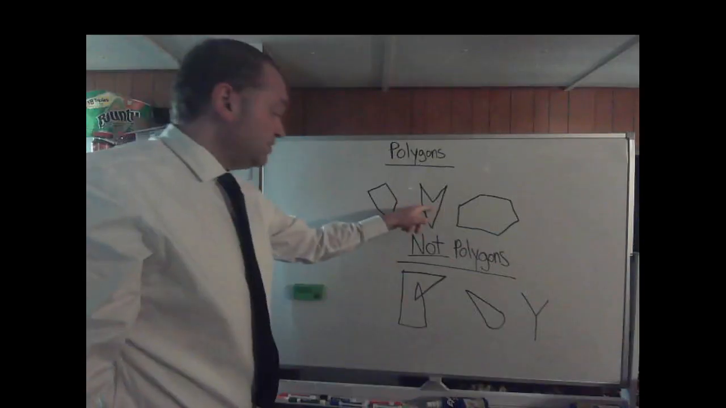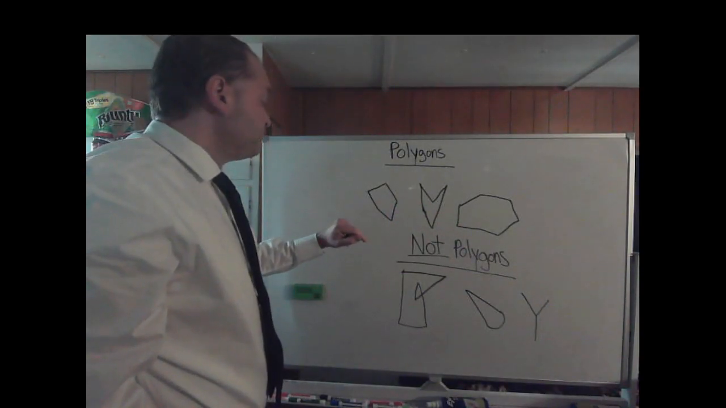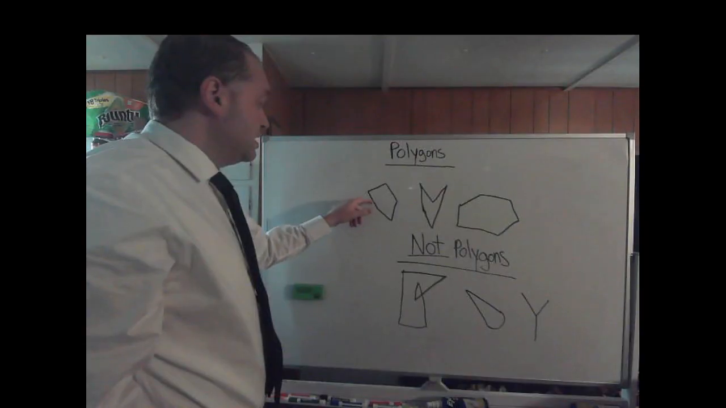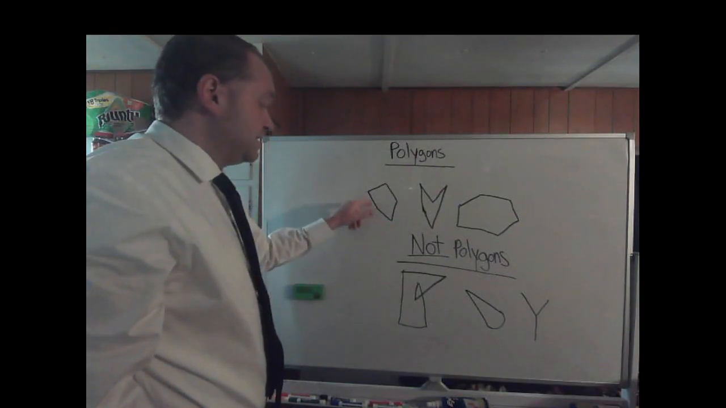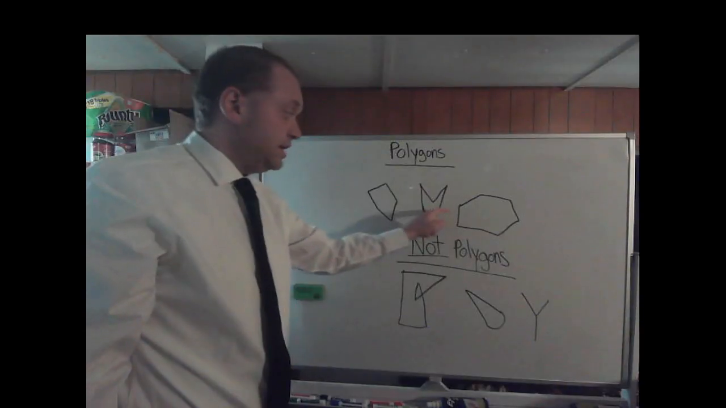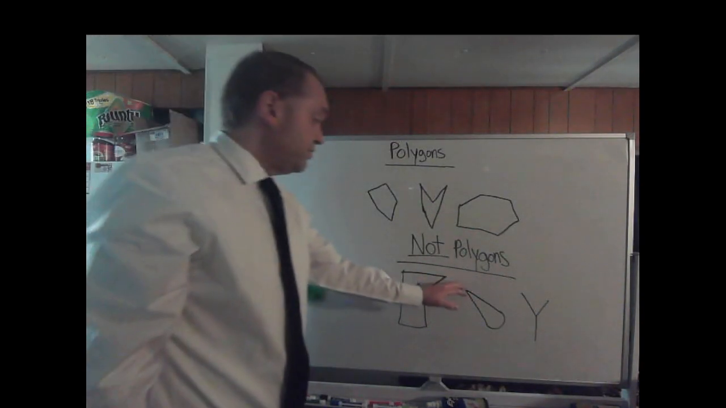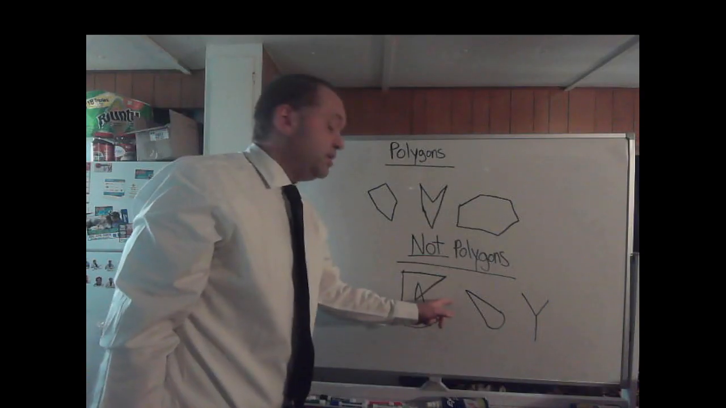So these first three are all examples of polygons because they have straight line segments that are figures. So you got this one here, and this one here. Then the bottom three are examples of not polygons.